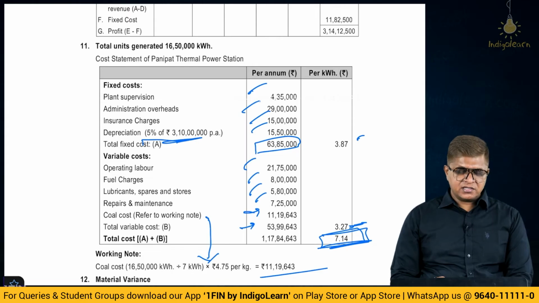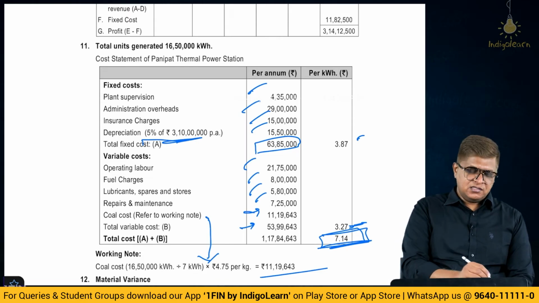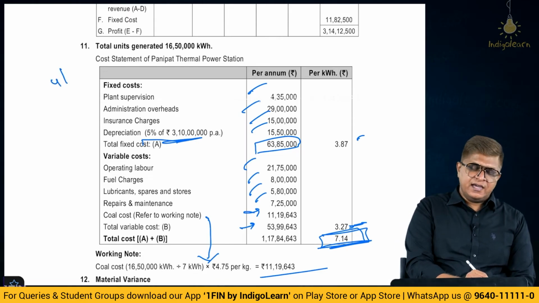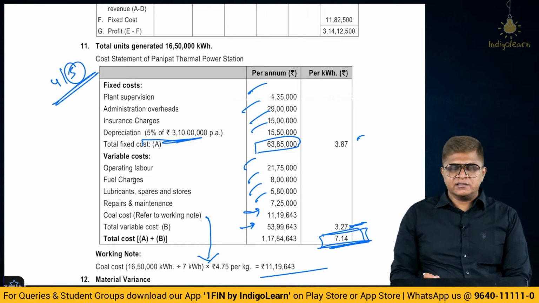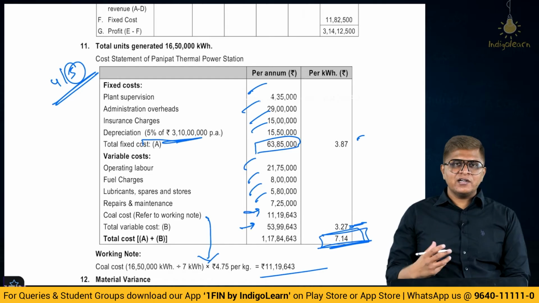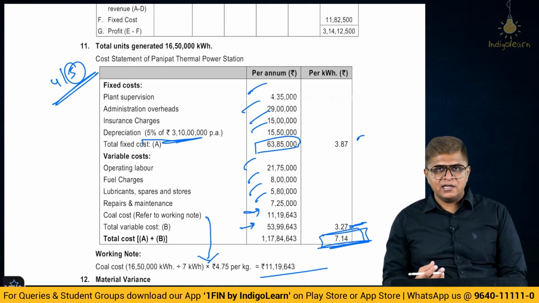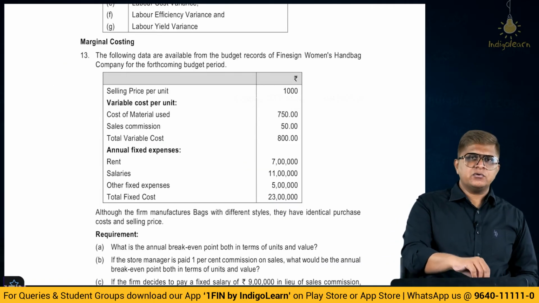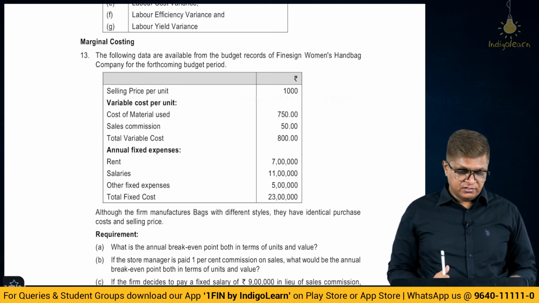Again, a pretty simple straightforward question. You can expect these questions for either 4 marks or as a compulsory 5 mark question. More chances are it will be a 4 mark question, because they usually don't give such a simple question for a compulsory 5 mark. Let's look at the next question from marginal costing.